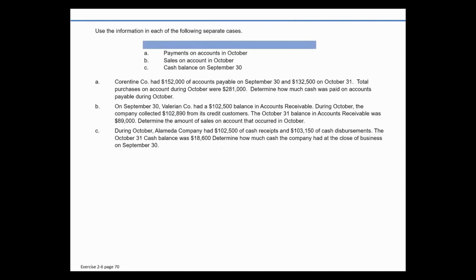So we're going to use the information for the following cases. So we have the payments on account in October, the sales on account in October, and the cash balance. And so a quarantine company had $152,000 of accounts payable on September the 30th and $132,500 on October the 31st. Total purchases on account during October were $281,000, determining how much cash was paid on account payable during October.